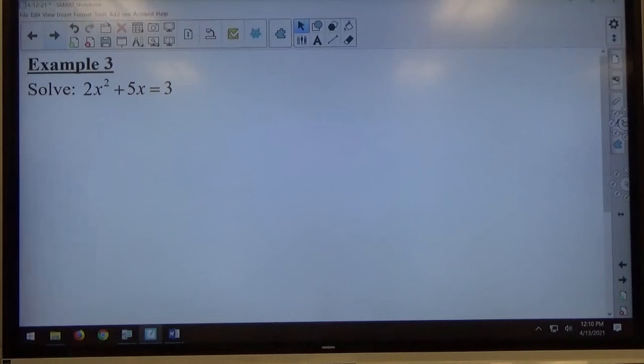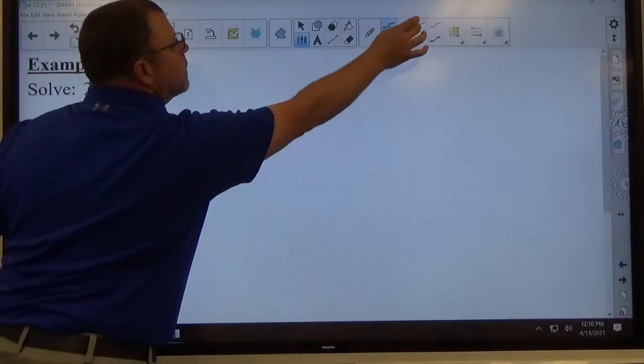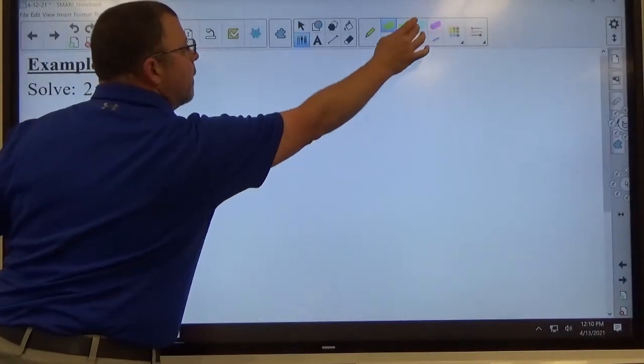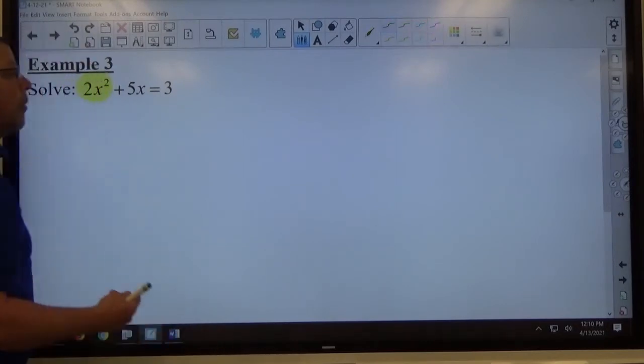So example 3, it says 2x squared plus 5x equals 3. Now, again, it's a quadratic equation. If you see a quadratic term, something x squared as the highest power, it's a quadratic equation. Once you recognize a quadratic equation, first thing I'm going to do, since there is a linear term, again, if there's no linear term, what I showed you in example 1 is the best way. If there's a linear term, I want to go quadratic formula.